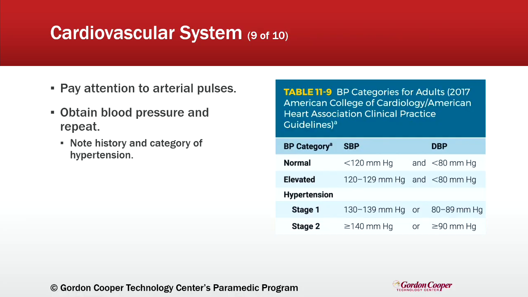You should pay attention to arterial pulses, assessing their location, rate, rhythm, quality, and amplitude. Obtain an accurate blood pressure and repeat it periodically. Remember, we want to get a good baseline blood pressure, noting any history of hypertension and the specific category of hypertension the patient typically falls into, and we can kind of see that here on our screen.